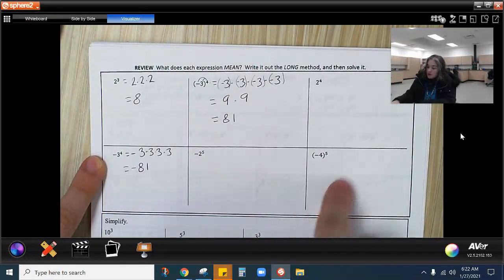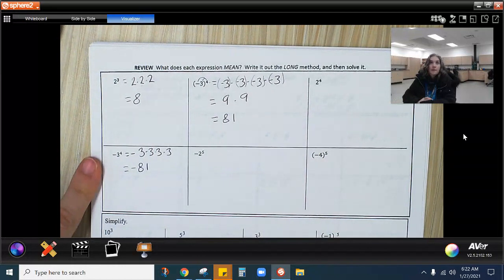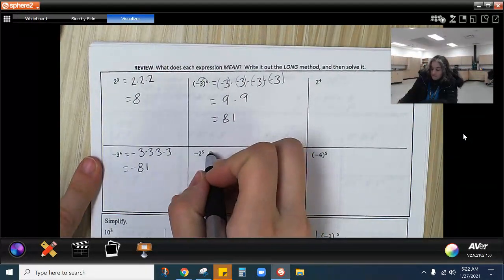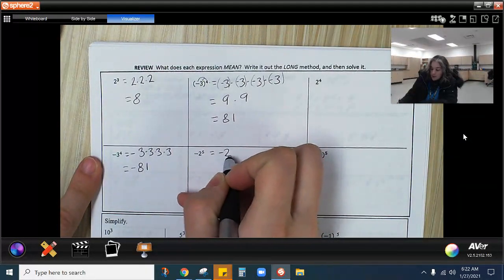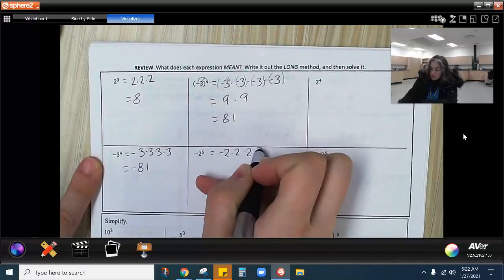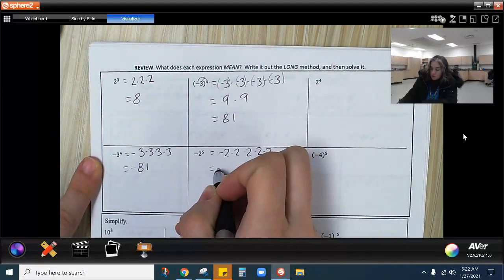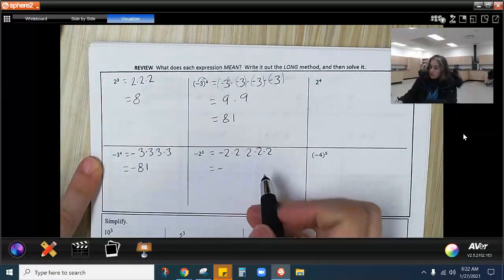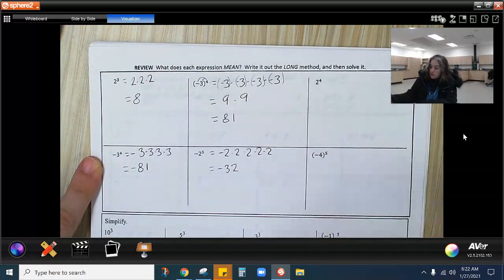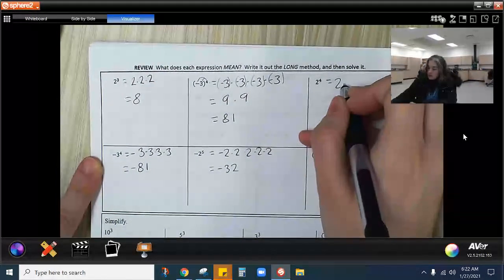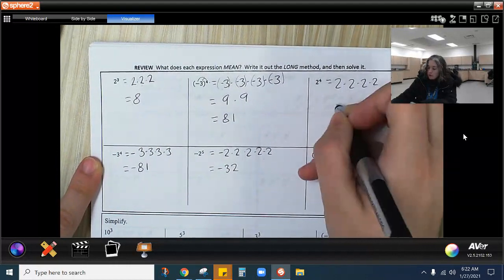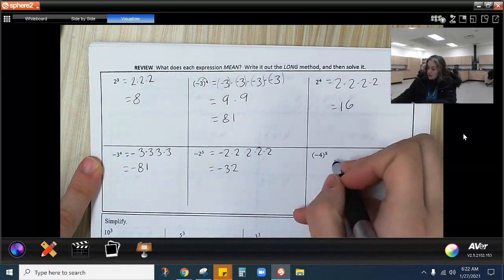So I want you guys to try these next 3 on your own, okay? Pause the video, try those out. All right, so for this one, you should have gotten -2 times 2 times 2 times 2 times 2, which really is -32. With this one, it would be 4 2's being multiplied together, which is 16.